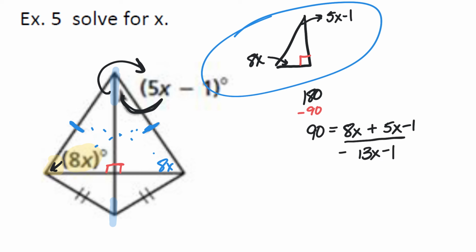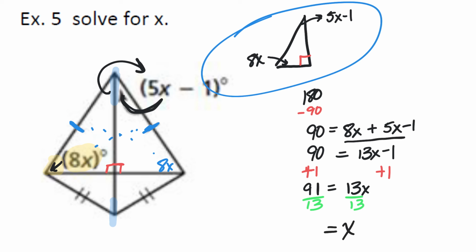13x minus 1 equals 90. We'll then move our 1 to the other side. Addition rule of equalities, by the way. So plus 1, not a minus 1. Sorry about that. So we have 13x equal to 91. So lastly, we are going to divide by 13. And then we learn that x is equal to 7.